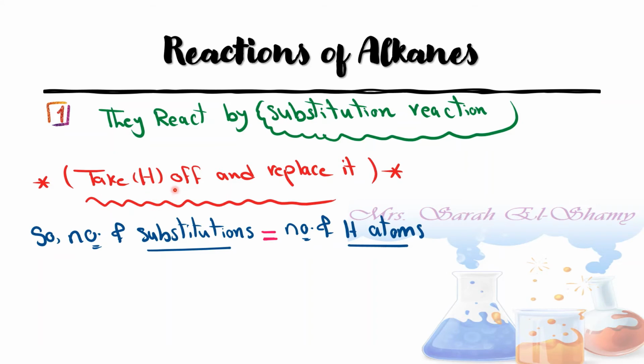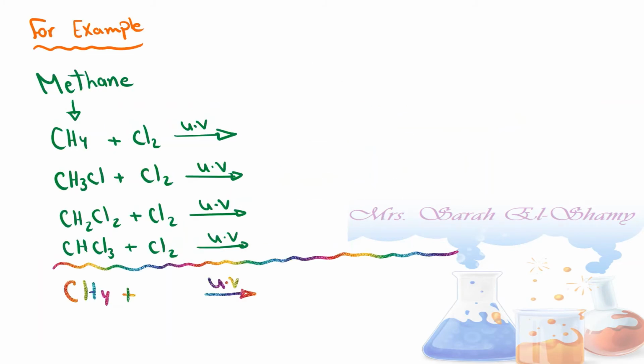Take H off and replace it. So the number of substitutions will be equal to the number of hydrogen atoms. Let's consider methane as our example for today.